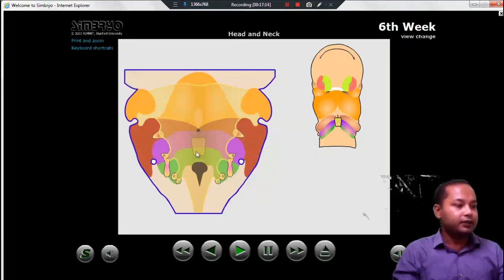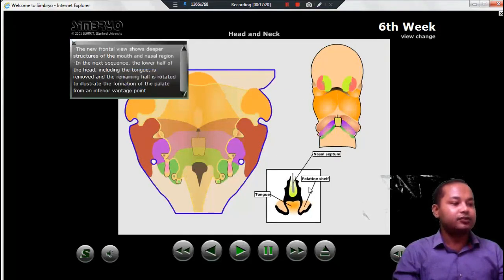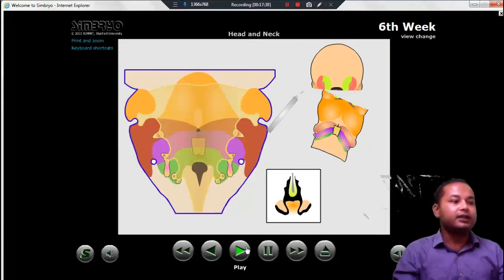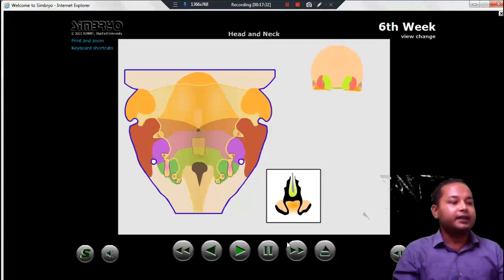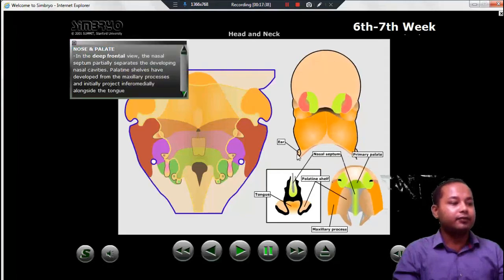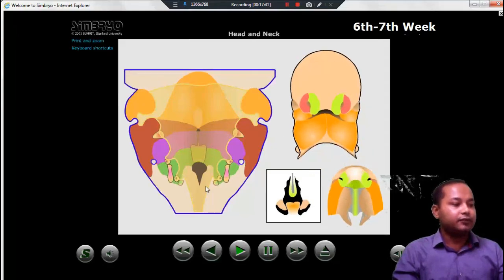This is another section, a coronal section, and they are showing the paranasal sinuses also. Actually, this is the nasal septum, as I have already told you, and this is the tongue region. So let us advance forward, not of much importance to us. They have taken a slice, and they have also shown that this is the formation of the palate. So the palate is going to be formed. Let us advance forward.